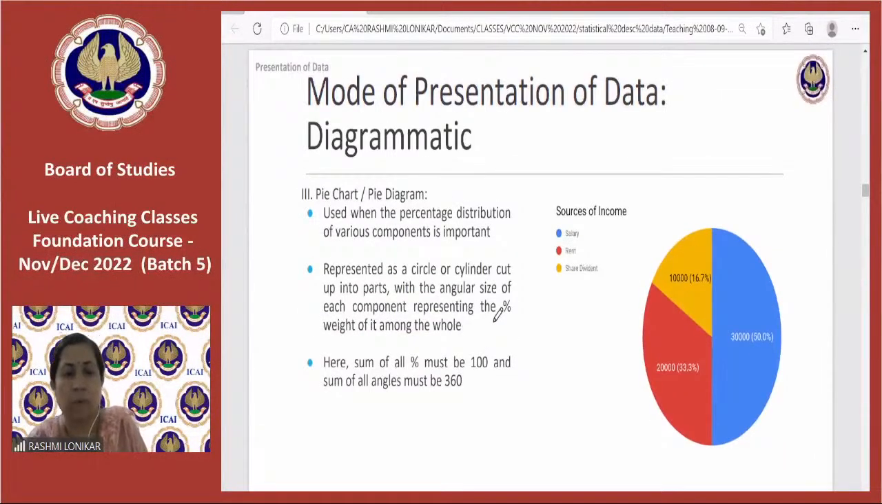The third type of diagrammatic representation of data: the first type was the line diagram, the second was the bar diagram, and now we're talking about the pie diagram. This is very widely used, especially in advertising.